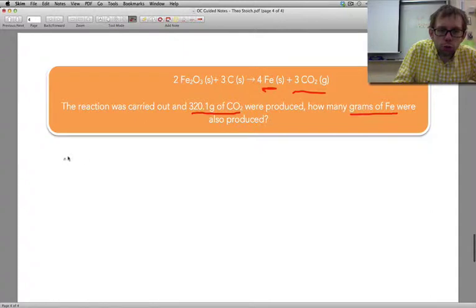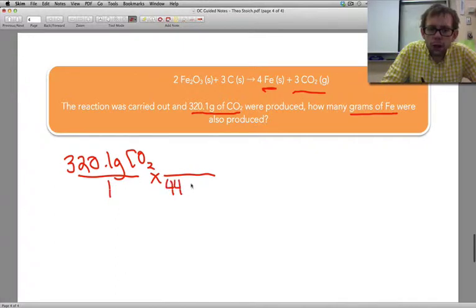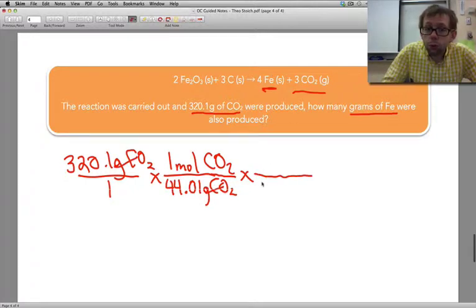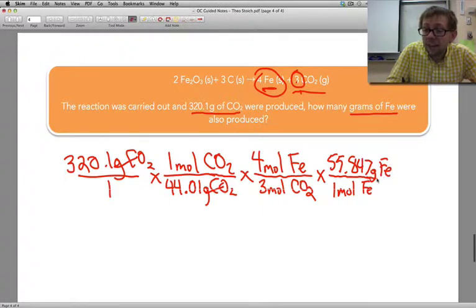So we want to start with 320.1 grams of carbon dioxide. And now we need to go from grams to moles. So there are 44.1 grams of carbon dioxide in 1 mole of carbon dioxide. Okay. All right. So that gets our grams going. Now we need a mole ratio. So for every 3 moles of carbon dioxide, remember it comes from the equation, 3 moles of carbon dioxide, I want to go to iron, so 4 moles of iron. All right. And now I want to get grams of iron, so for every 1 mole of iron, that's 55.847 grams of iron. And that comes from the periodic table.